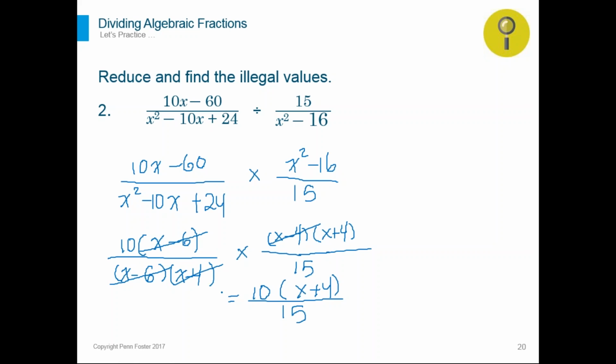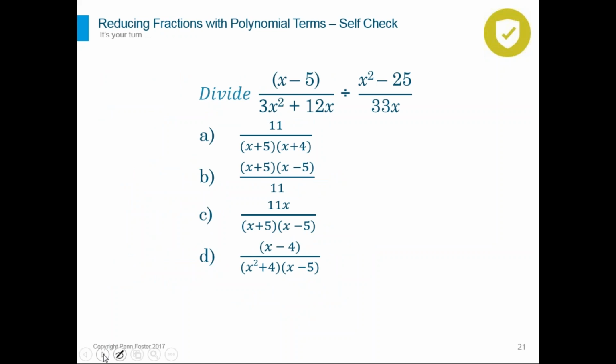Anything that's not clear in the way we did the division here? Okay. Last self-check, the same topic, divide two algebraic fractions. You have a binomial here. You have a difference of two squares. How would you arrive at the simplest form of the quotient of these two fractions?